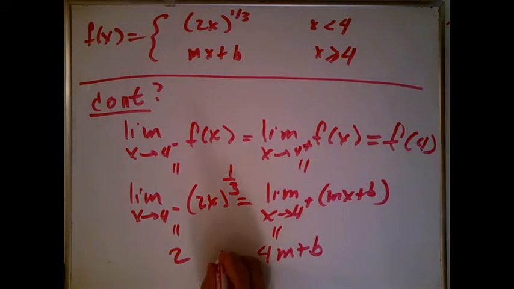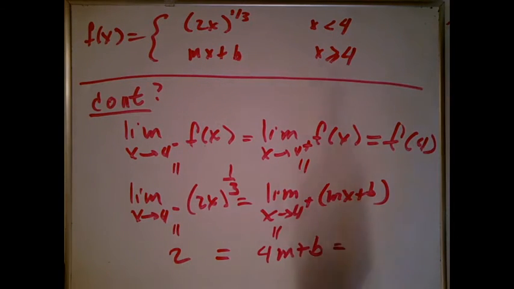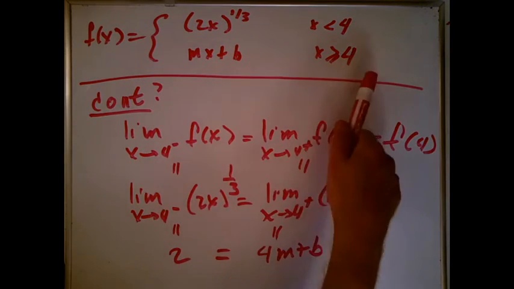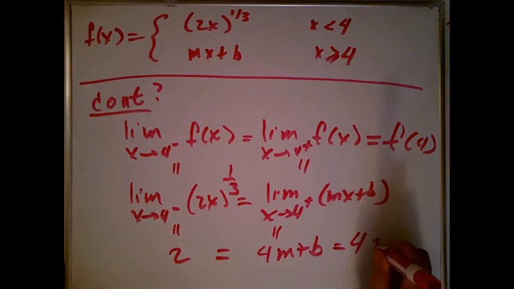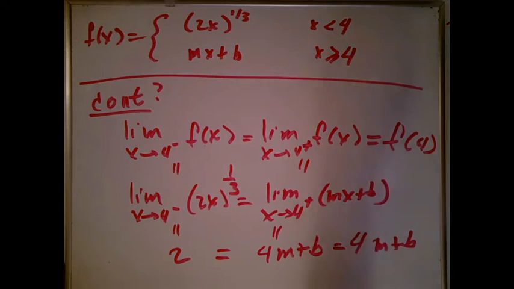And in order to be continuous, the left-hand limit has to be the same as the right-hand limit, has to be the same as the height of the dot. Now I'm supposed to plug in 4 according to my formula for my piecewise defined function here. Plugging in 4 just gives me 4m plus b. Now, let's just look at what this means. This says in order to be continuous, 2 has to be 4m plus b. Now, what does that mean?